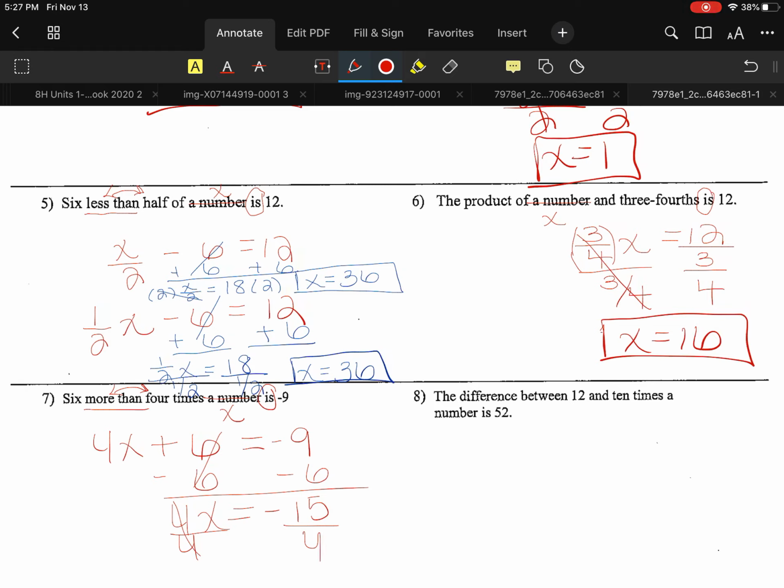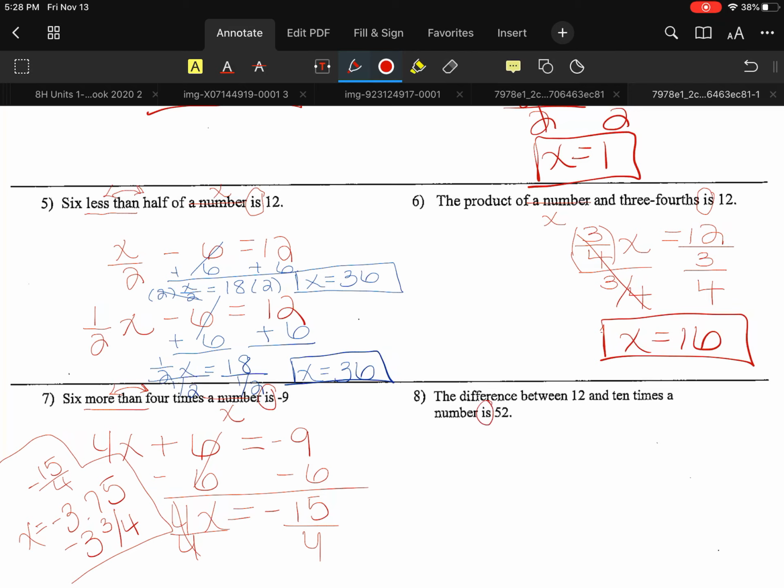4 can't divide into 15 evenly, so if you take that one step further, we get negative 3.75. Some of you might write negative 3 3/4. Some of you might leave it as negative 15 over 4. So any of those are acceptable answers for x. So whatever version you prefer there, because the whole numbers and integers were given to me, I would take the decimal or fraction.